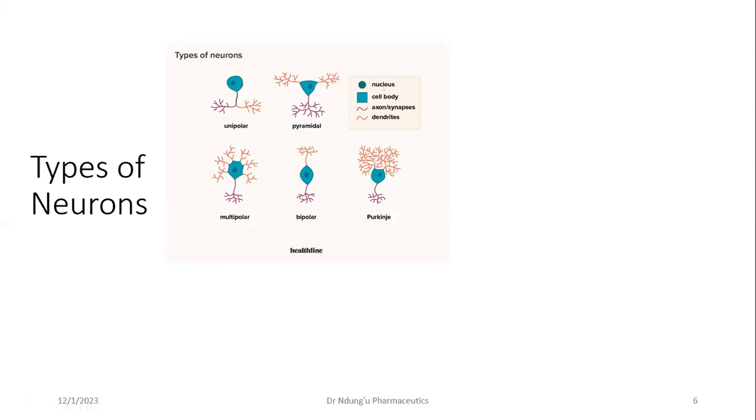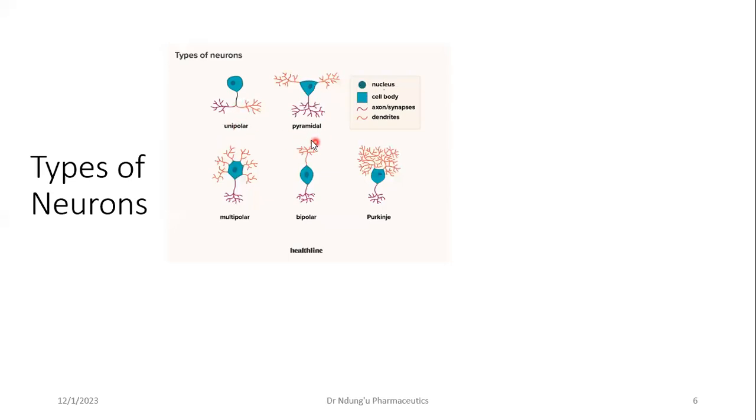Types of neurons are named according to the branching of the dendrites. So unipolar here has one branch, as you can see. It has one dendrite from the cell body, where the nucleus is. So here it is unipolar.